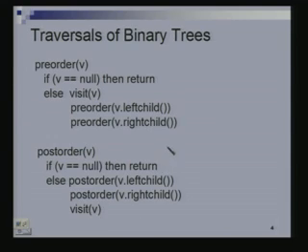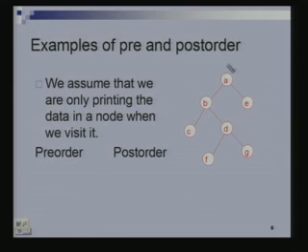Let us see if we have understood this. Let us look at an example. This is my tree, it is a binary tree. I want you to tell me what the pre-order and the post-order traversal of this tree is. What we are doing when we visit a node is just printing out the contents of the node.